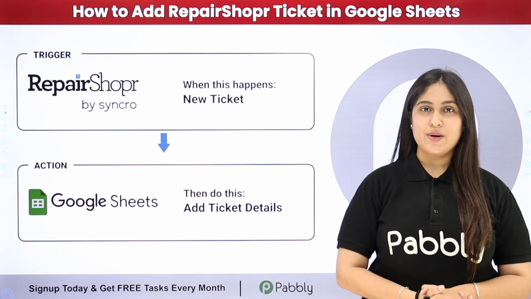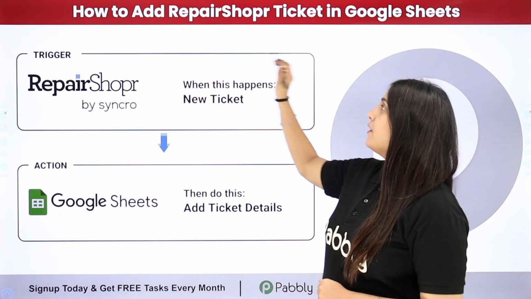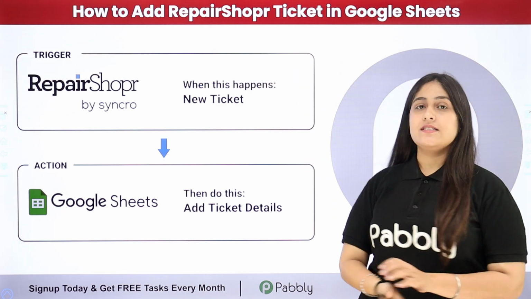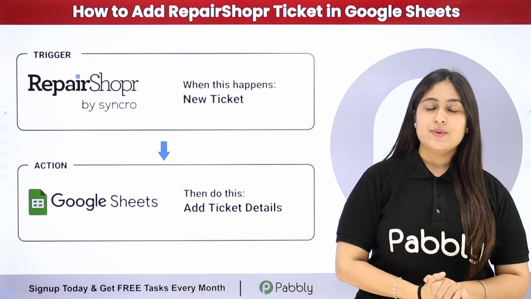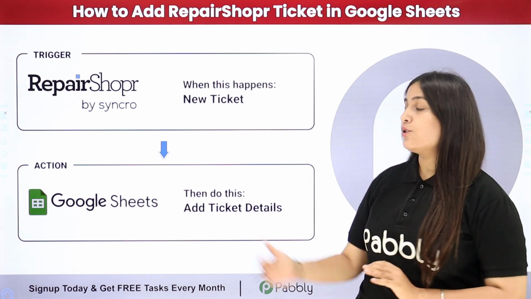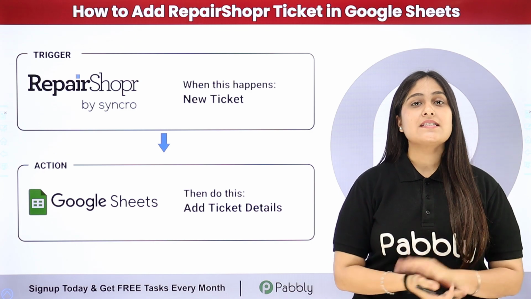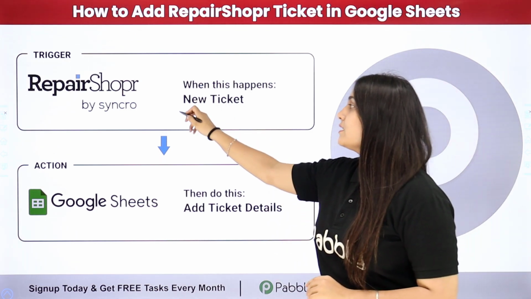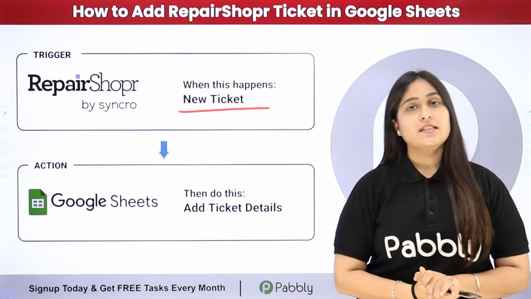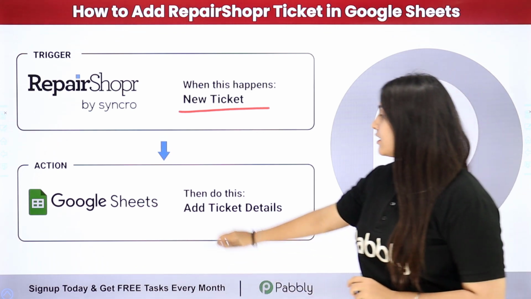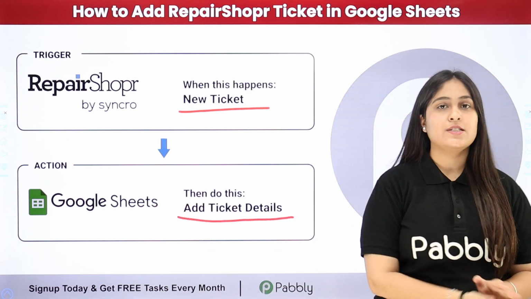So in this video we are going to understand how to add RepairShopr ticket in Google Sheets. So as a software repair service provider, I use RepairShopr to receive new repairing requests through tickets. So now here in this case I want whenever I receive a new ticket in my RepairShopr account, then automatically the details of that ticket should be added in my Google Sheets as a new row.